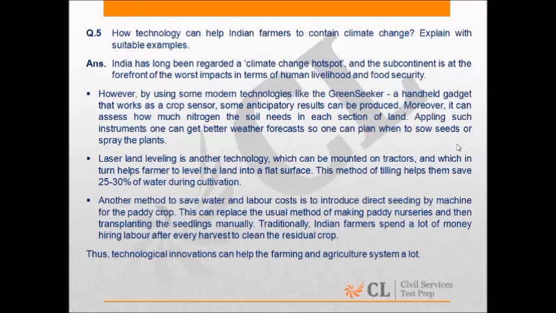What is done in laser land leveling? In laser land leveling, laser control devices are mounted on tractors, and these help farmers level the land into a flat surface. This method of tilling helps them save 20 to 25 to 30% of water during cultivation. These are a few technologies which are helpful for Indian farmers to contain climate change. So friends, this was question number 5 from technology.